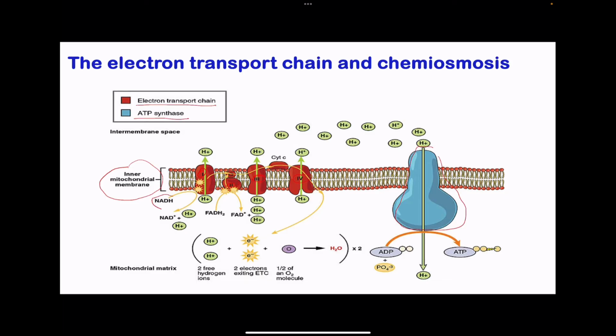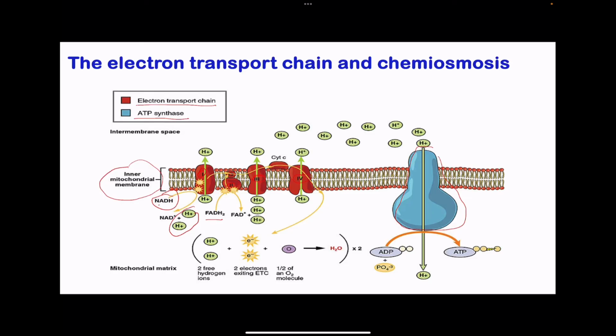The reduced electron carriers are going to deliver the electrons to the first complex. We can see reduced NAD delivers to complex 1 and reduced FAD delivers to complex 2. So when reduced NAD delivers to complex 1, the proton is going to be lost into the matrix, but the electron is going to be delivered to the first complex.